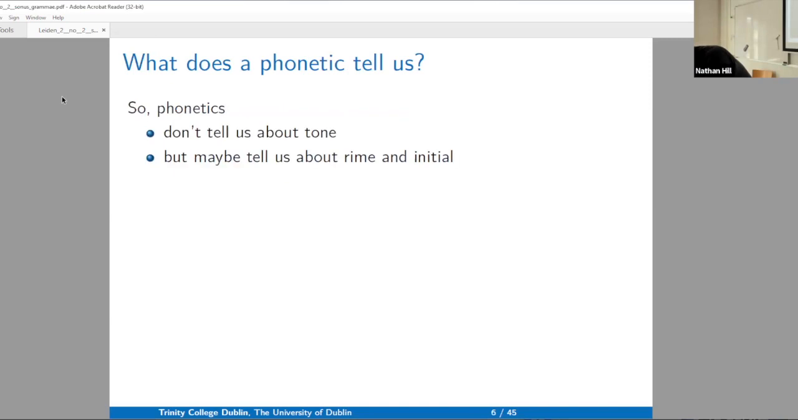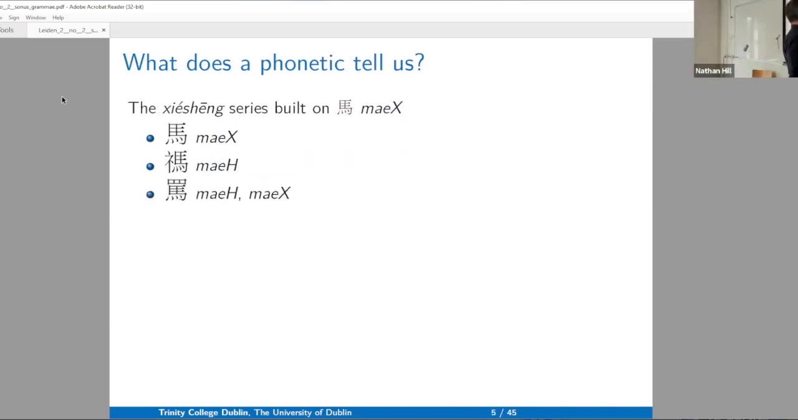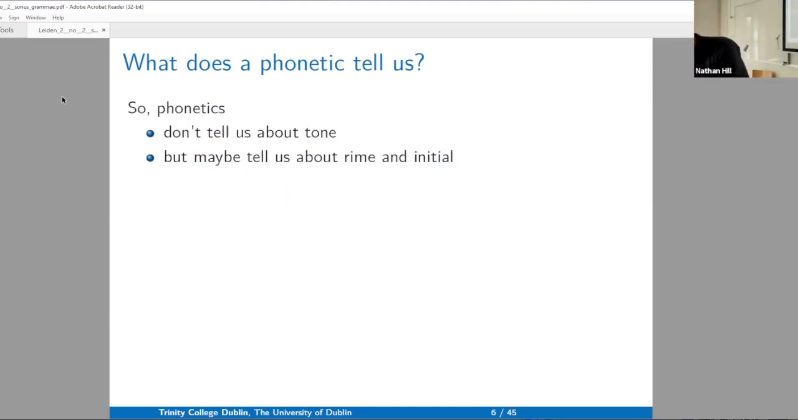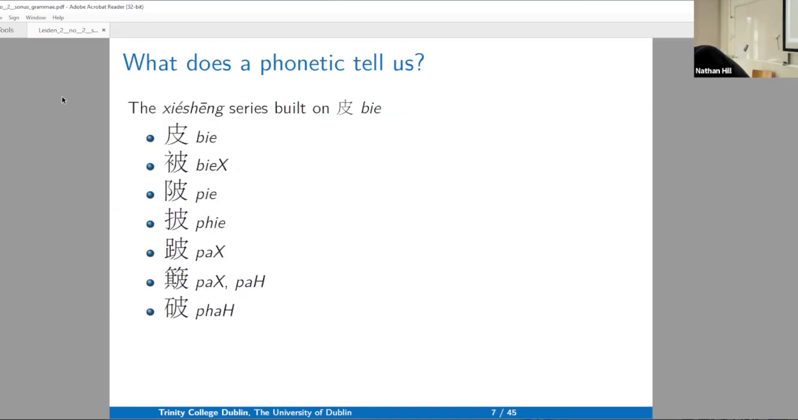And then we saw that these three characters are all written with the horse phonetic, and they all start with M, they all have the A vowel, but they have different tones. So the character is not telling us anything about the tone, but maybe it's telling us about the M initial and the vowel A, yeah? But then we look further and we see this series where it looks prima facie like there's two different vowels, right? There's A and there's Ye. There's also, again, multiple tones, but then also there's different initials. So it's not like the phonetic is specifying the initial, but maybe it's specifying the place of articulation because these are all bilabial stops, right?